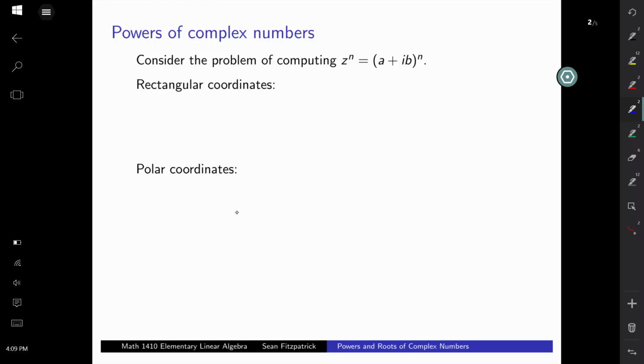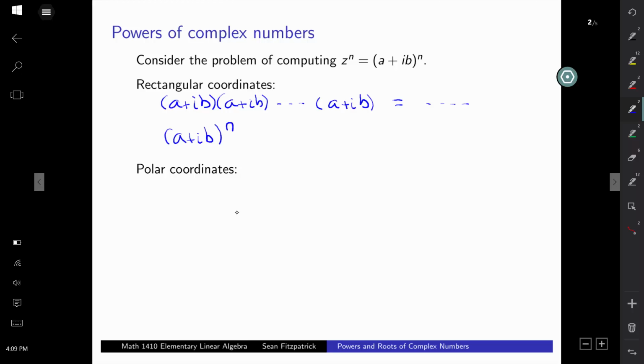So what are you going to do in rectangular coordinates? I guess you would do a plus i times b, a plus i times b, multiply by itself n times, and then you expand and expand and expand, and that's a huge mess. Or maybe in the best case scenario, you remember your binomial formula, and you know that there's a formula.